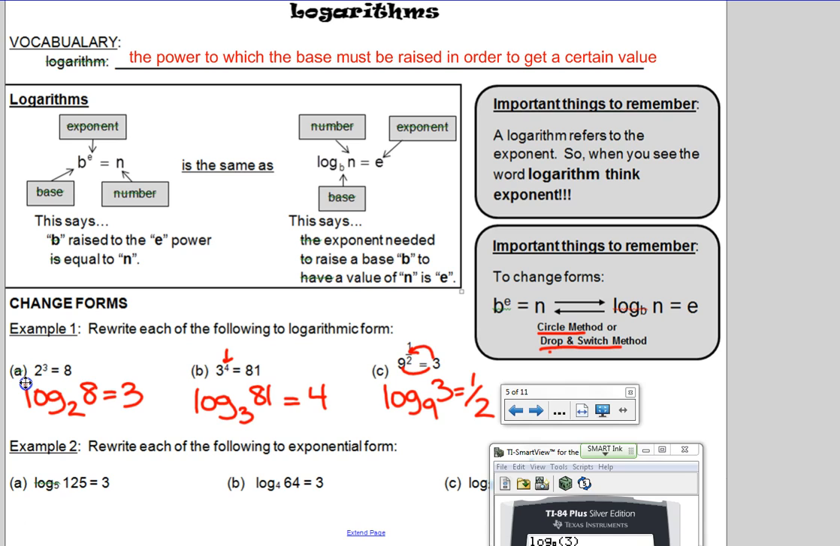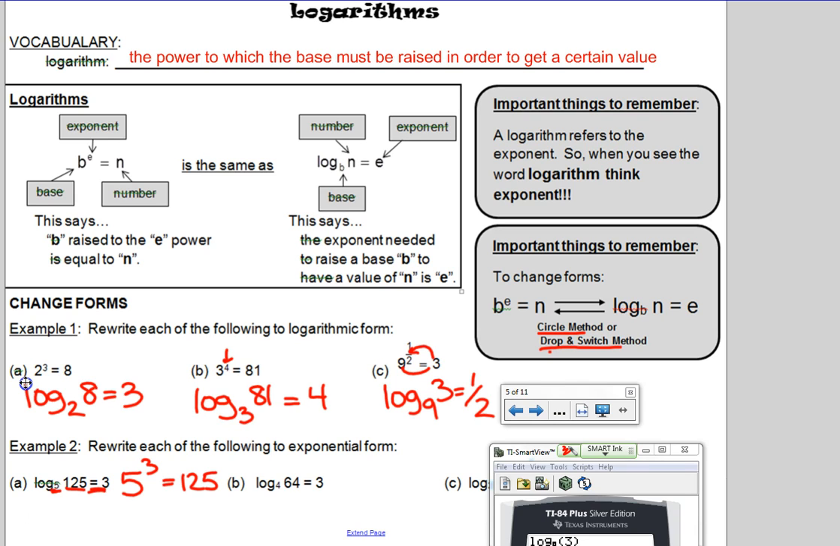All right, so example 2, we now want to rewrite the log equations into exponential equations. All right, so we have the base is right here. The base number is the lower number. The base number is 5. This is the value you're trying to make it equal. And the exponent is always on the other side of the equation for logs. The exponent's 3. And then you can actually test these out. 5 to the 3rd power does in fact equal 125.